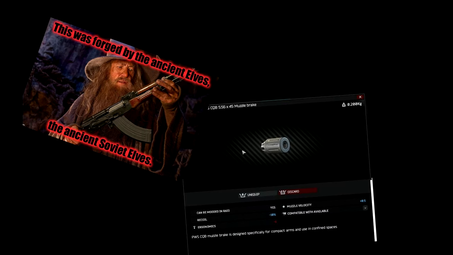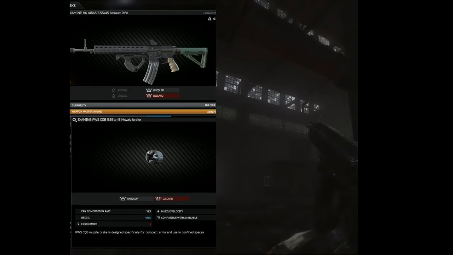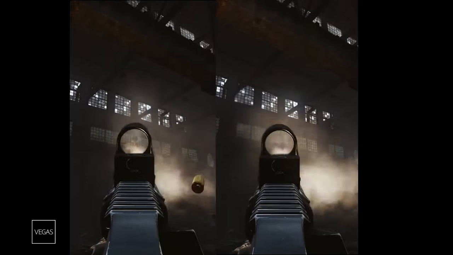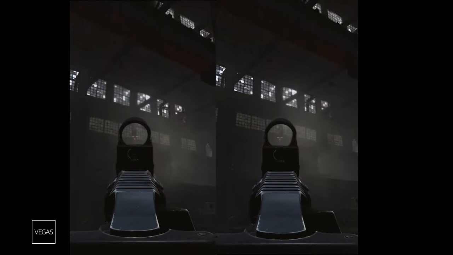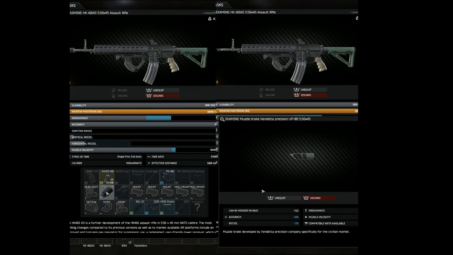After finishing testing the HKs, I tested AKs, and I used this attachment, and I think it gives the best muzzle flash amongst all muzzle brakes and flash hiders. So I decided to test it out on the HK, and here are the results. All good. It's a bit too quick to see the difference, so let's play it in slow motion.